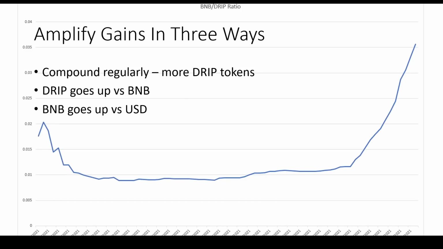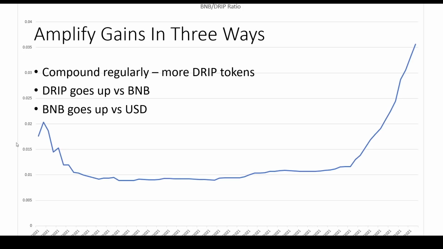And you keep putting that 1% back into the deposits, so your deposit grows. You're not actually getting DRIP tokens, but your deposit number is growing. Therefore, your max payout is growing, and therefore the rate at which your tokens come to available is also growing. So compounding is a way to amplify your gains in DRIP. Now, the other thing that's been happening really strongly lately is DRIP is going up versus BNB.